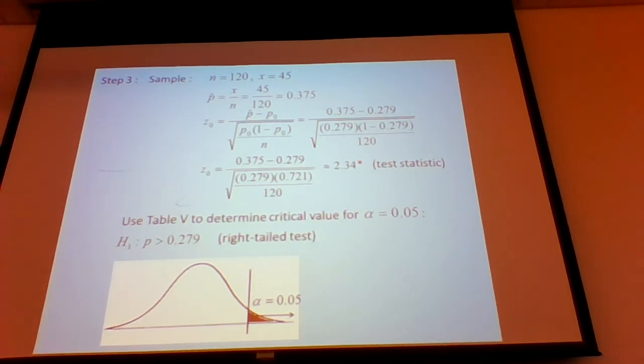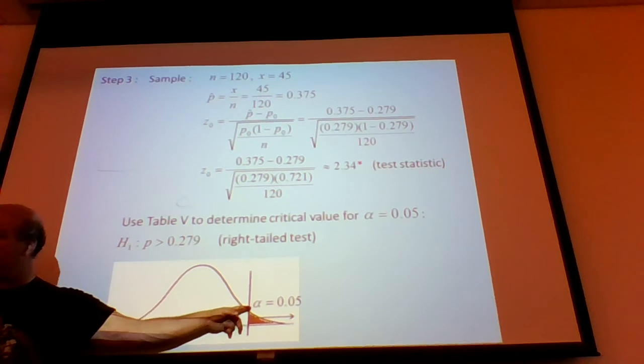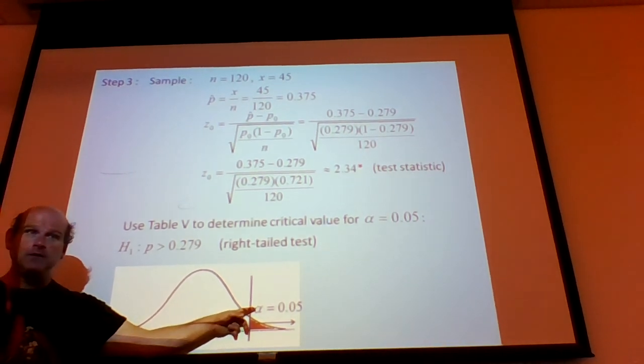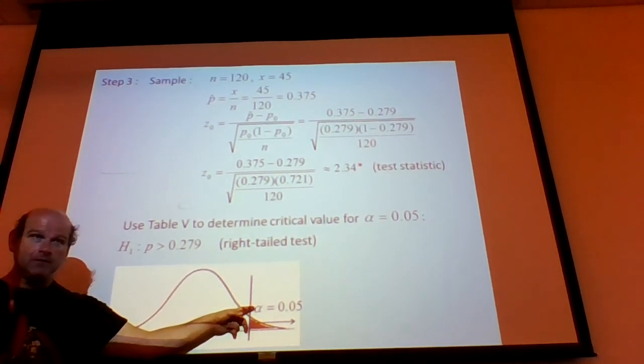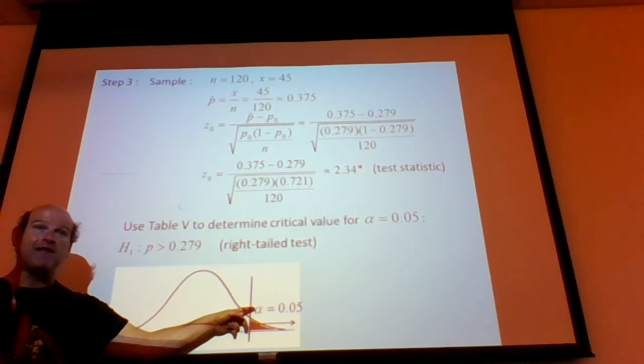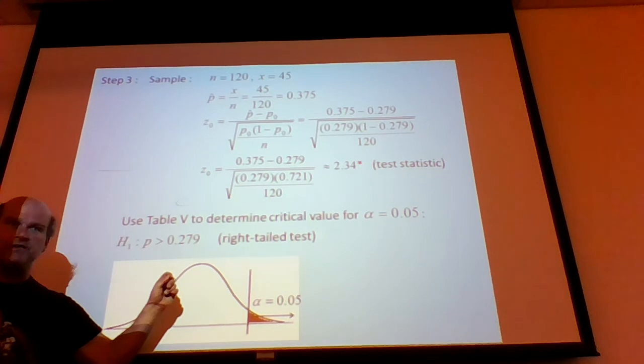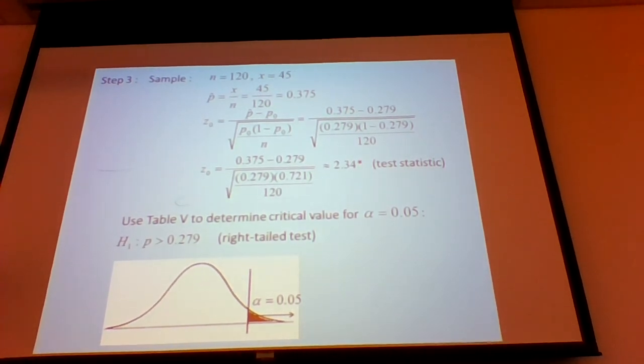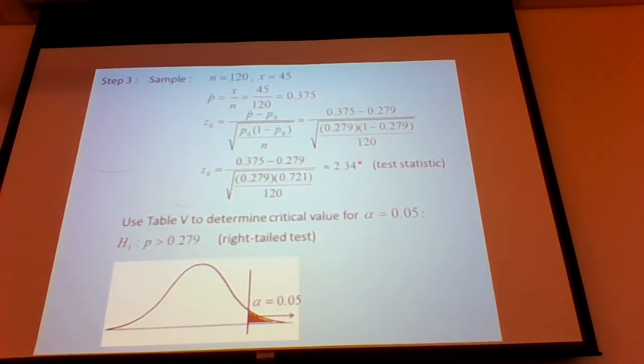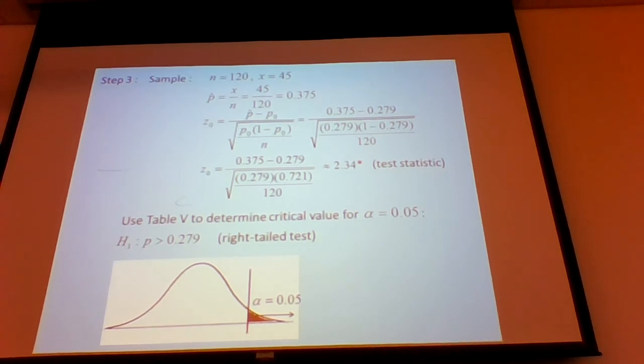Think about it this way. This is 5%. Subtract that from 100, you get 95%. You look up 95%, and that's going to give you the z value, which you're going to use to compare to 2.34. Now, it's in between the numbers, so that's how I got 1.645.